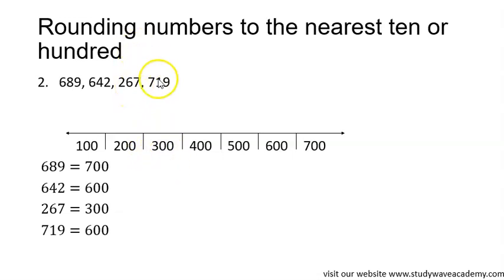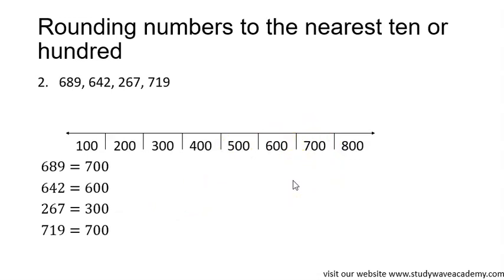Okay. Then the last number, 719. 719 should be placed here. So we extend our number line. After 700 is 800, so 719 should be placed here before the mark, right? Because it's lower than the 5 mark, which is 750. So it should be placed here. So 719 will be rounded to the nearest 100, which is 700. It will be rounded down, okay?